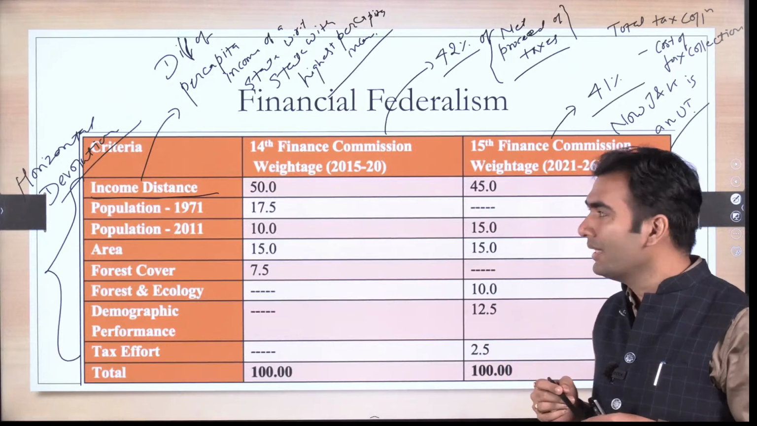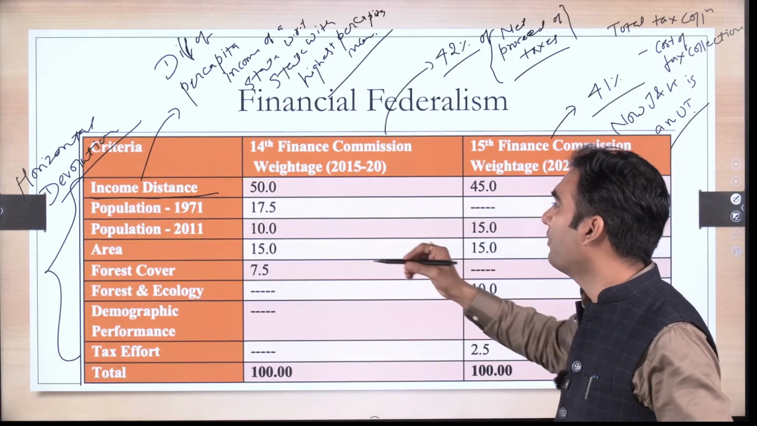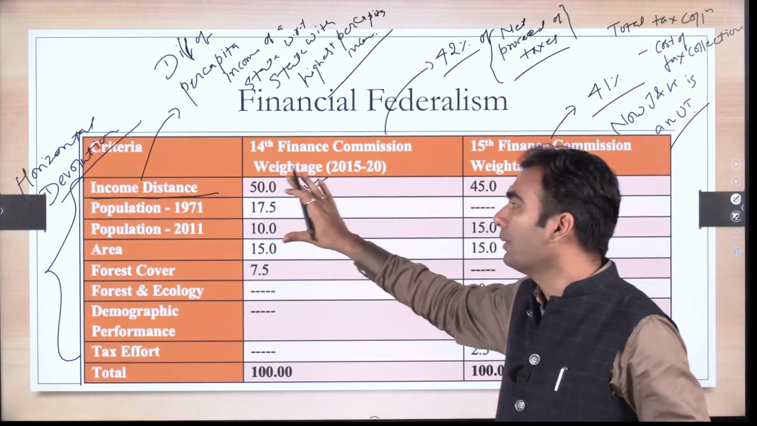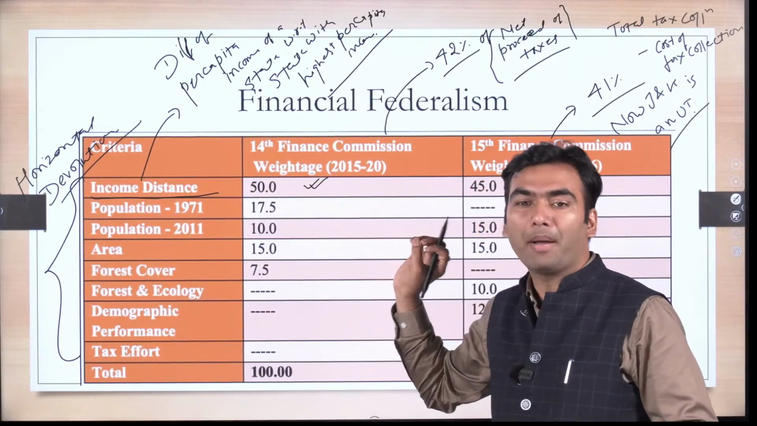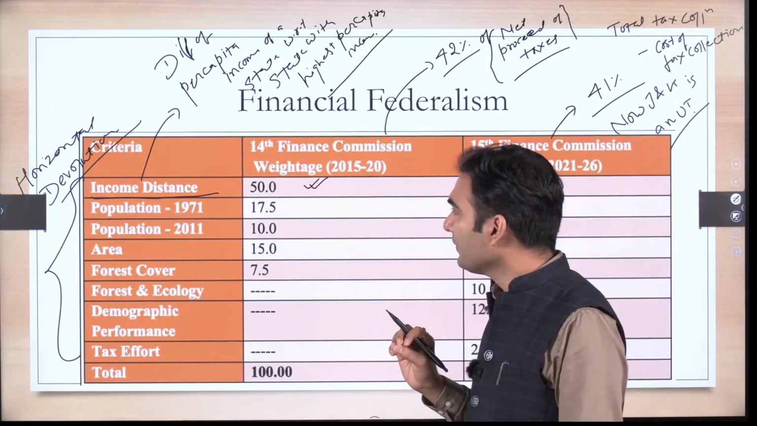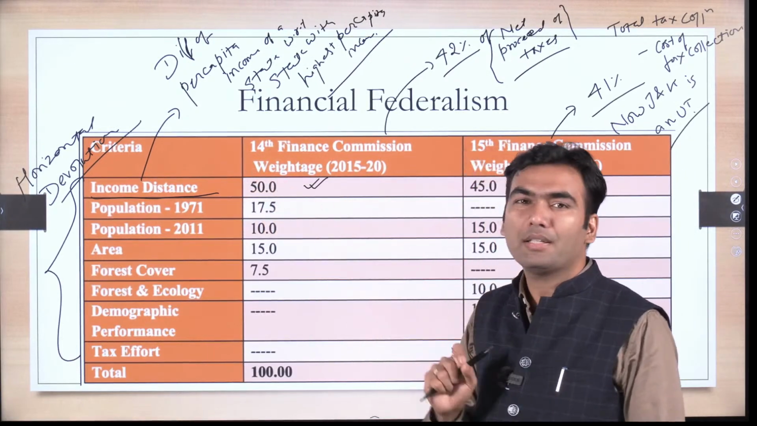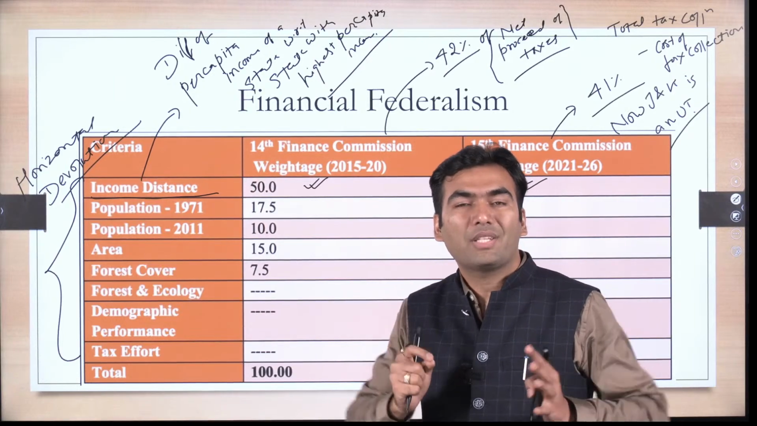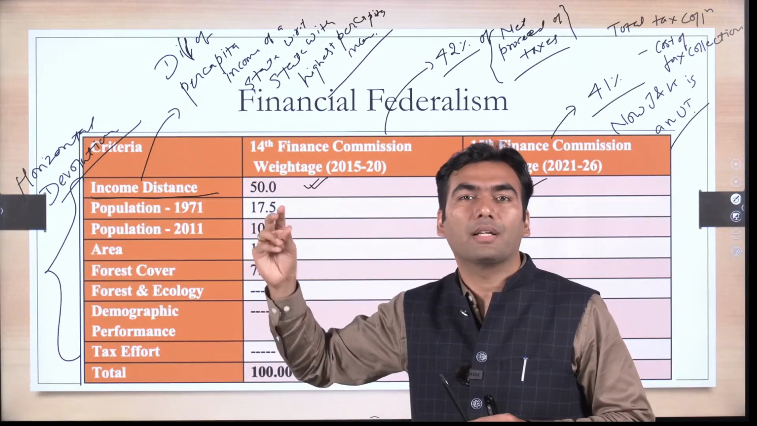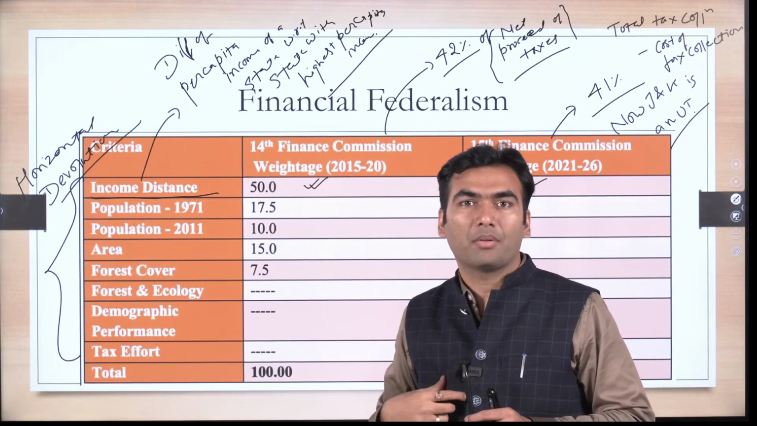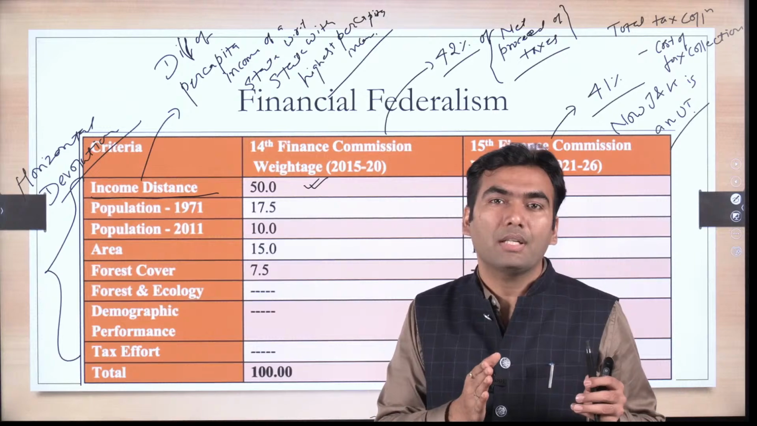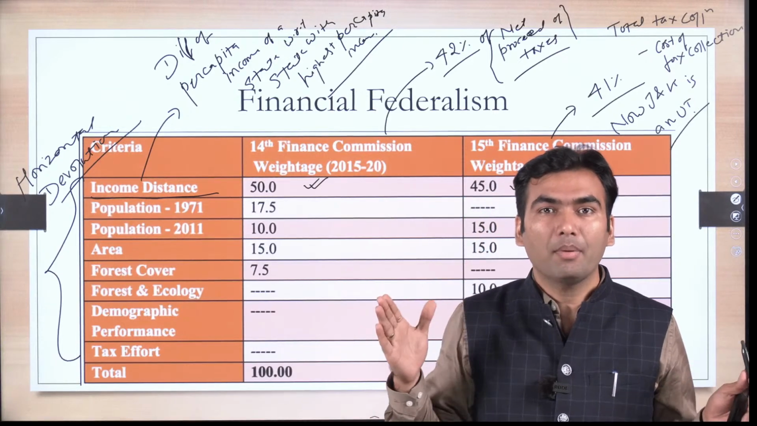Okay, and then this criteria has the maximum weightage. Earlier it was 50% weightage, now it has 45% weightage, but even in both, the Finance Commission gives the maximum weightage to income distance criteria. Now here, income distance is effectively saying that the states which have very high per capita income, the income distance is going to be less, 0. For example, for Haryana, the income distance is 0. The difference between the per capita income of Haryana and Haryana is 0. And the states which are poorer states, for them the income distance would be maximum.